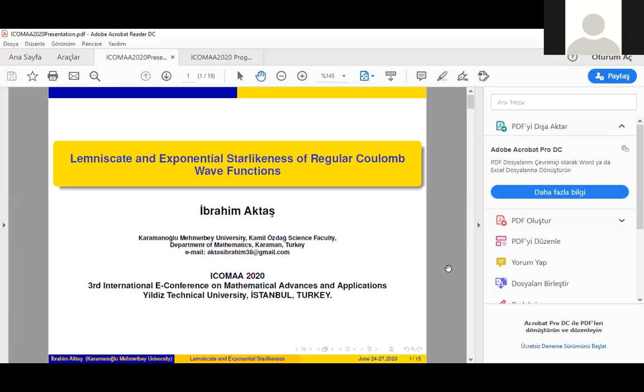Properties are lemniscate star-likeness and exponential star-likeness of regular Coulomb wave function. My presentation consists of two sections and references. In the first section, I will mention some basics in geometric function theory, and I will give the definition of regular Coulomb wave function. I will present some of its properties. In the second section, I will mention my main results.